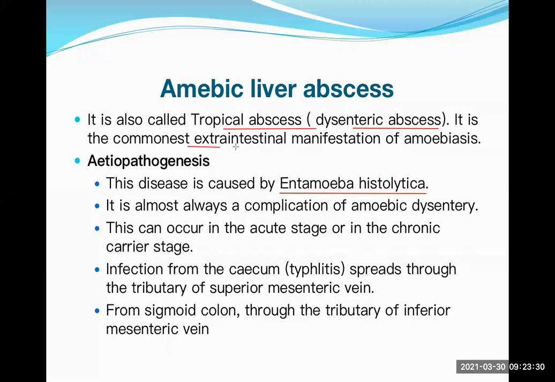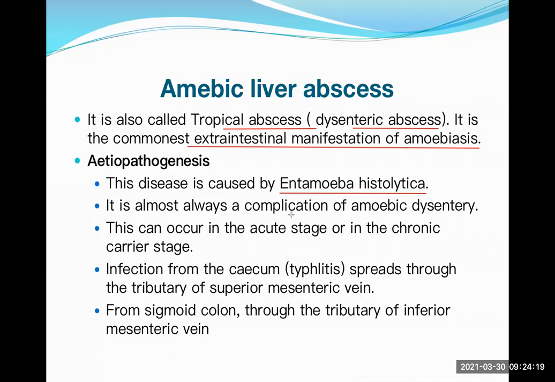It is the commonest extra-intestinal manifestation of amoebiasis. Principally, this Entamoeba histolytica infects our colon. It causes colonic infection first, and from the colon it may go outside. The number one organ which is infected outside the colon is the liver. But the liver is not the only extra-intestinal organ which is infected. Remember that. Sometimes even the brain can be infected by amoeba. Sometimes the spleen can also be involved. Sometimes even the lung can be involved. But the most important one is the liver.